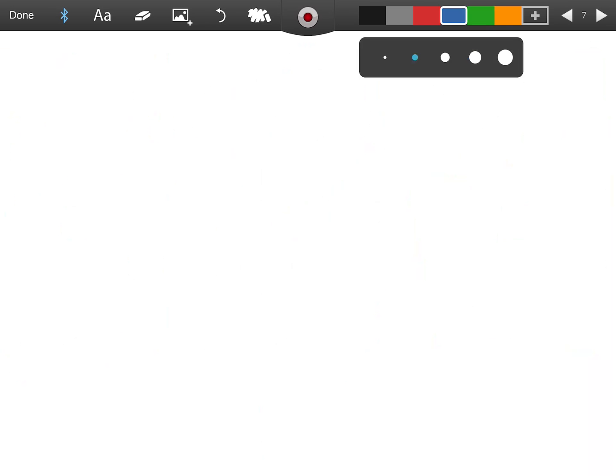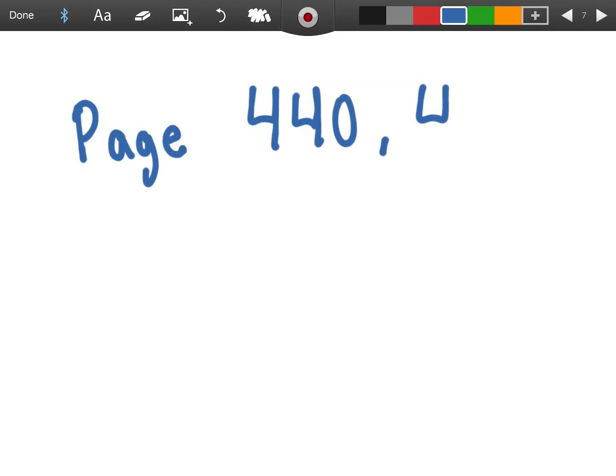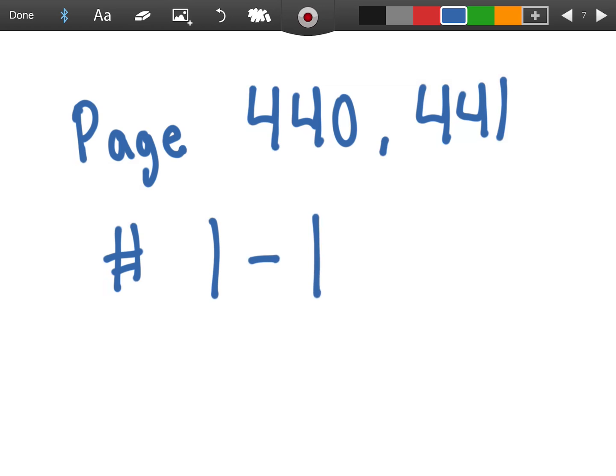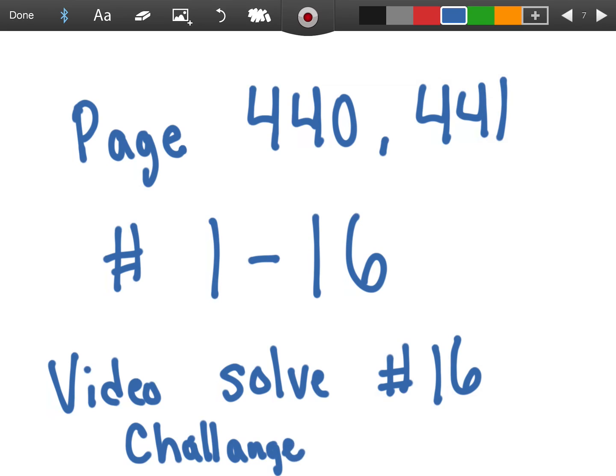So, second graders, today what I want you to do is open up to page 440 in your math books. This goes on to page 441 as well. You're going to complete numbers 1 through 16. I am going to attach a video that will help you solve number 16. This is a challenge, so you don't have to do it, but if you want to, I encourage you to, and that is all for today.